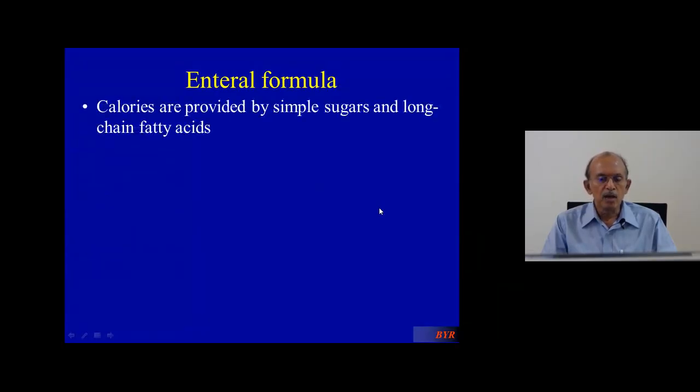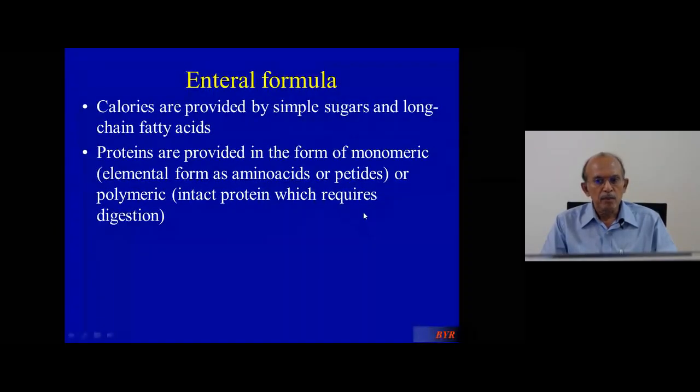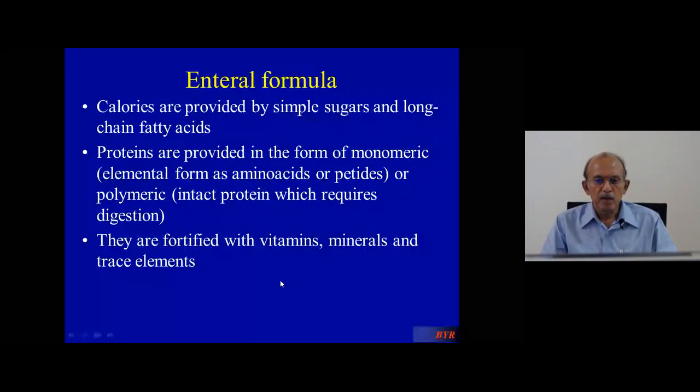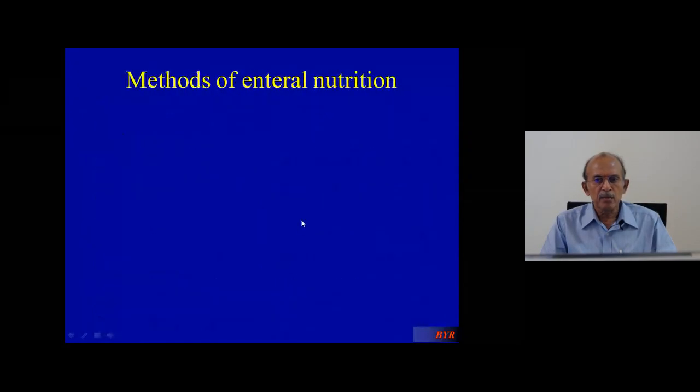The enteral formula: calories are provided by simple sugars and long chain fatty acids. Proteins are provided in the form of amino acids or peptides. They are fortified with vitamins, minerals, and trace elements. Newer formulas have glutamine and fiber to maintain nutrition and integrity of the intestinal epithelium.